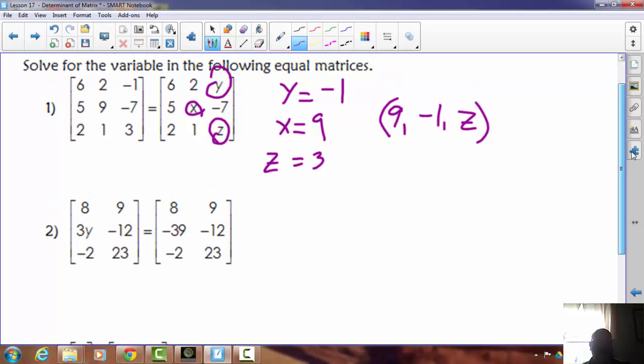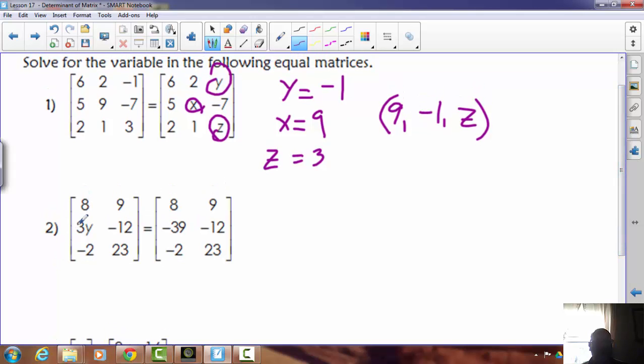So let's look at number 2. The only variable in number 2 appears here is this 3y, and its corresponding position in the second matrix is -39. So 3y equals -39. You divide by 3, y equals -13.